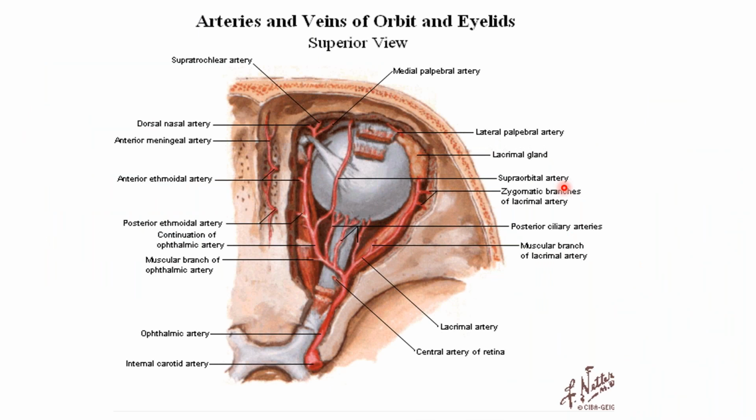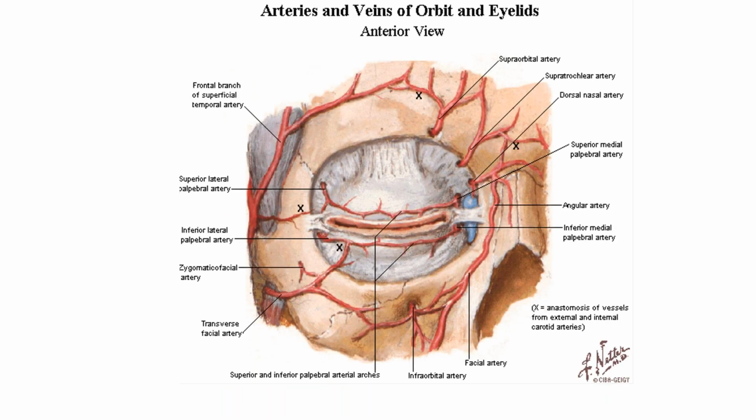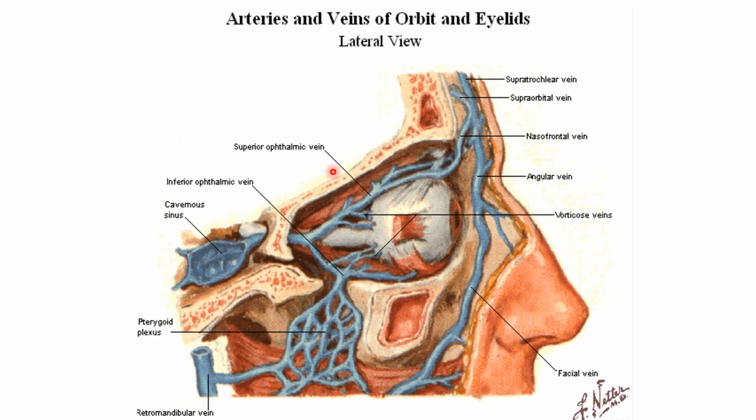So this is a diagrammatic representation of the arterial system of the ophthalmic artery: the central artery, the lacrimal artery, the supratrochlear artery, all the branches from the ophthalmic artery, which passes along with the optic nerve. So they are all supplying the region of the orbit from the superior view. This diagram is a view from the anterior aspect, showing all the superficial arteries. The venous system.